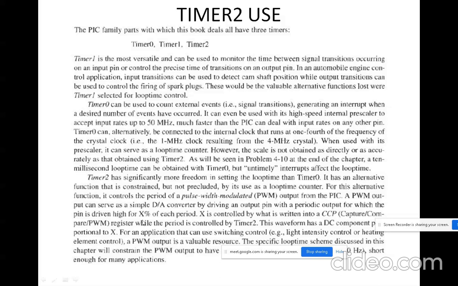So x percentage of period means your output will be measured at this rate, x rate. So x is controlled by what is written into the CCP. What is CCP? Capture, compare, mode, which is present in your pulse width modulation. Capture, compare: it will capture the time period and compare it with your generated time period. That is said to be CCP, capture, compare, pulse width modulator.